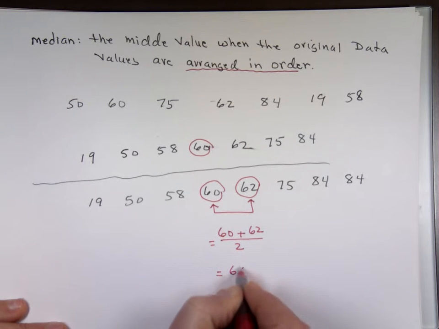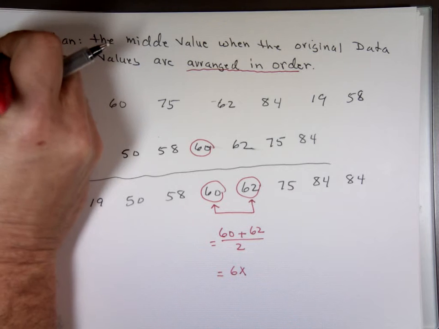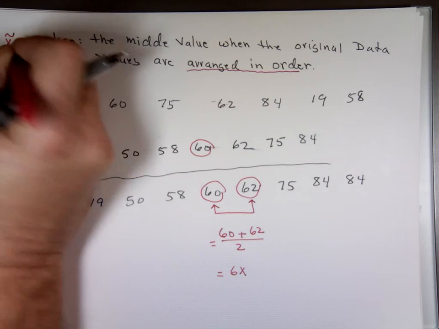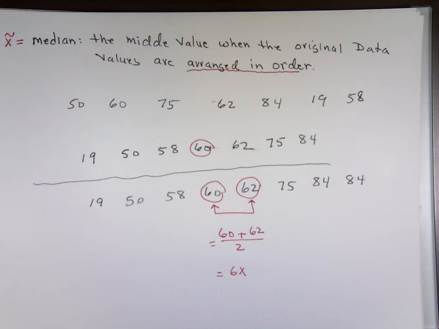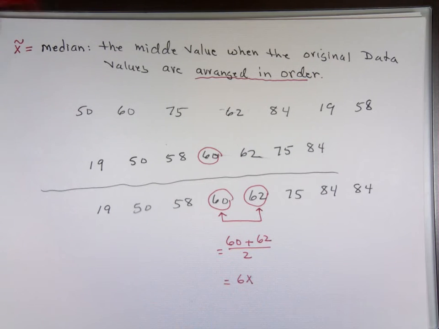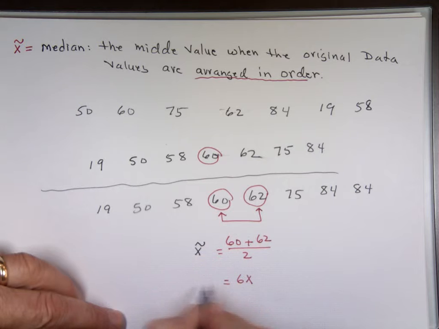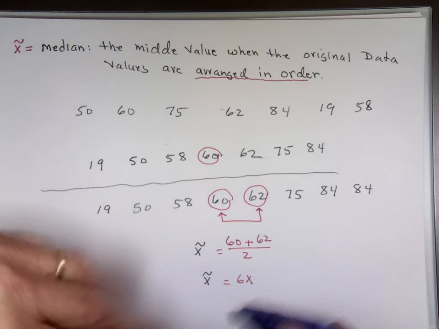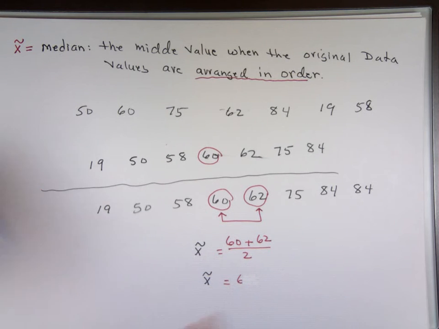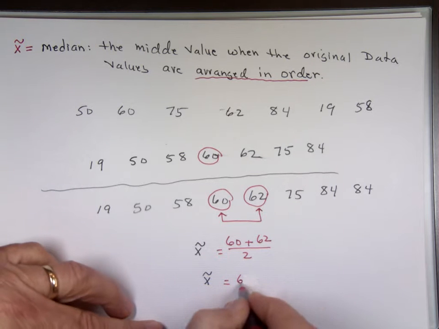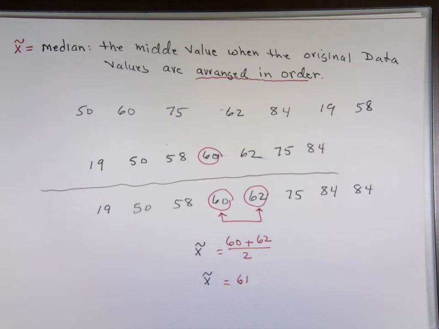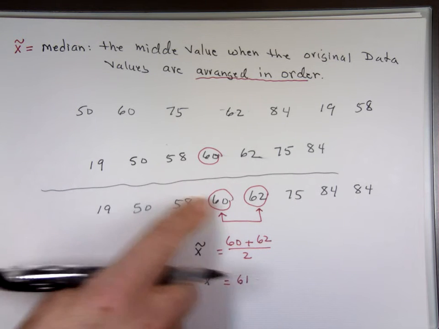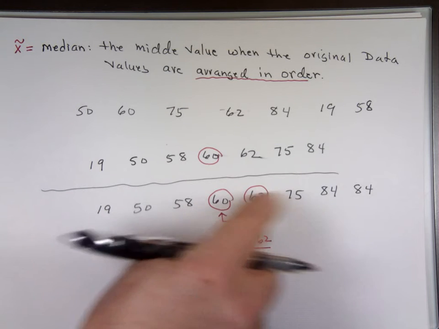61. And by the way, for median, we use X tilde. Tilde is that squiggly line that you see on top of the keyboard on the left side. So X tilde, which is the median, is equal to 61, right? So if you look at the 61, how many values to the left of 61? 4. How many values to the right of 61? 4.